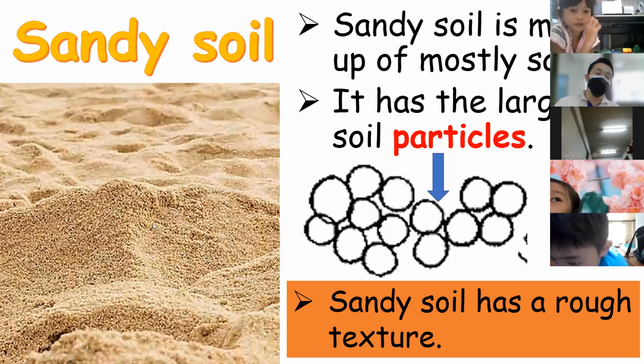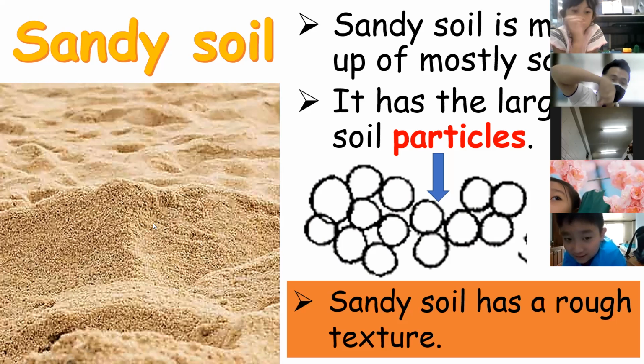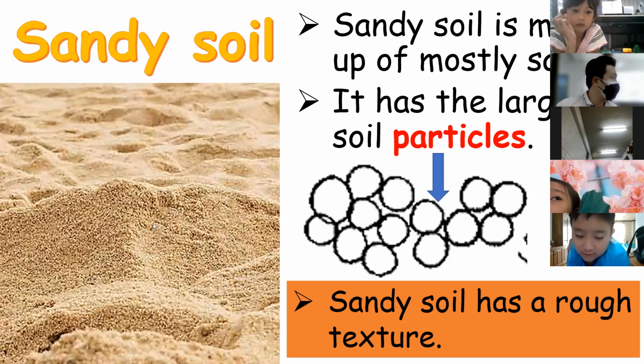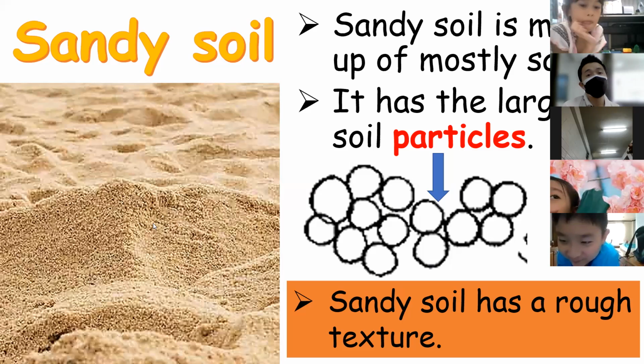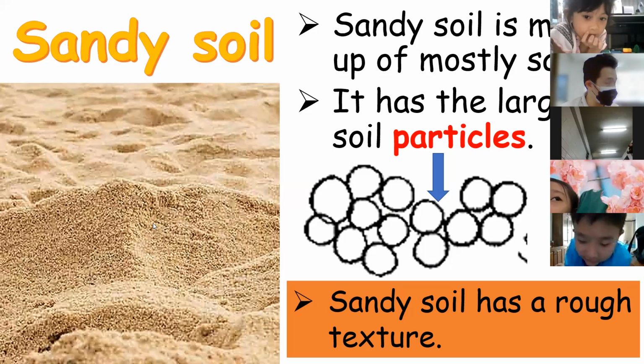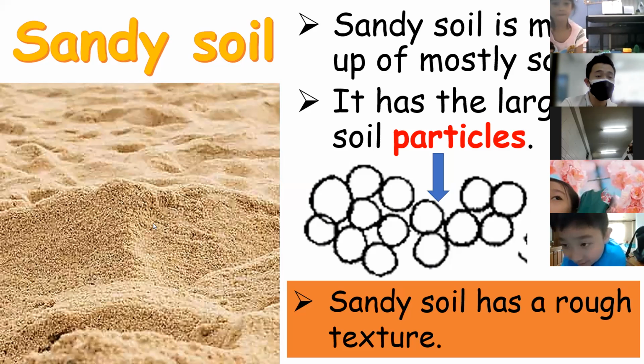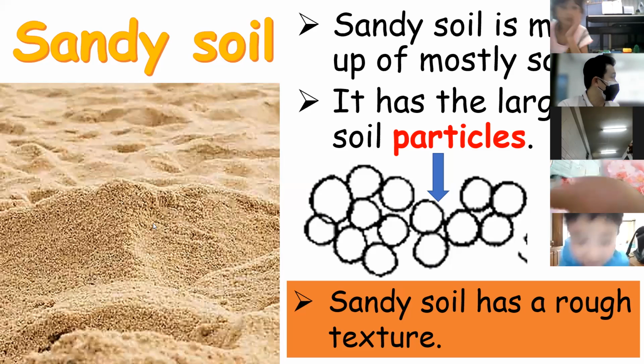Like for example, if you're going to pour water inside of that glass, what will happen to the water? The water will get down, down, down. It is because sandy soil contains the largest particles among the three types of soil. Sandy soil has rough texture. Why is it rough? Because of its particles. The particles are big. If you touch it, of course, it is rough.